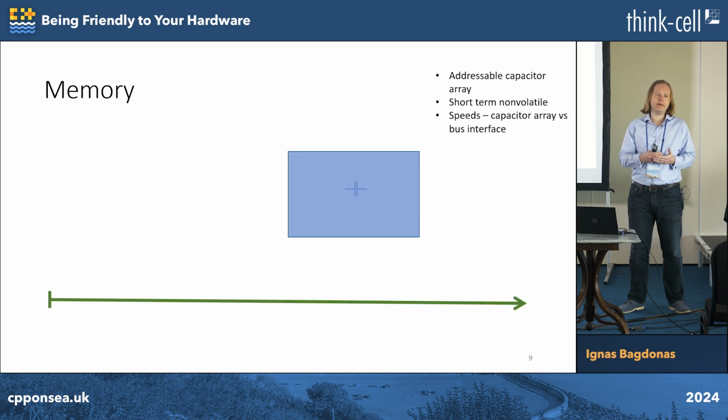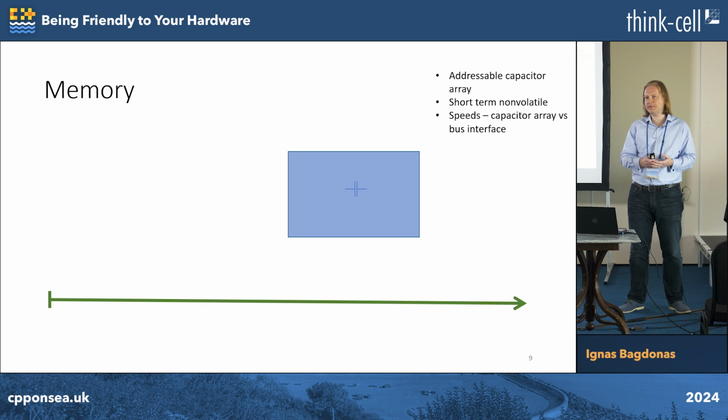So, starting with the memory. Dynamic memory is, in essence, a capacitor array. Right, so you have a huge amount of capacitors. Each of the capacitors is controlled by basically a field effect transistor, and that's how you store your bits.